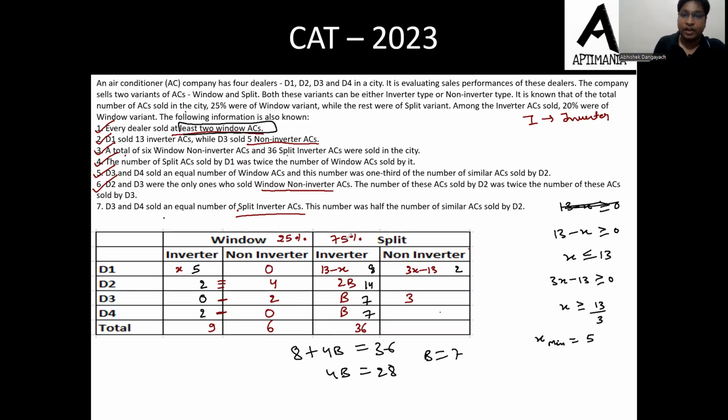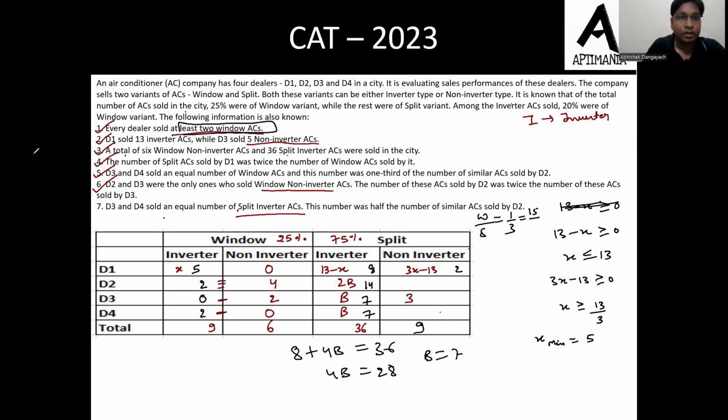Again, this is one piece of information which is left. We have not used this. The ratio of window to split AC was 1:3, 25-75%, right? Total window AC sold is 15. So total split AC sold must be 45 then, out of which 36 are inverter type. So the remaining 9 must be of non-inverter type. So यहाँ से ये वाला टोटल भी हमें पता चल चुका है, right?